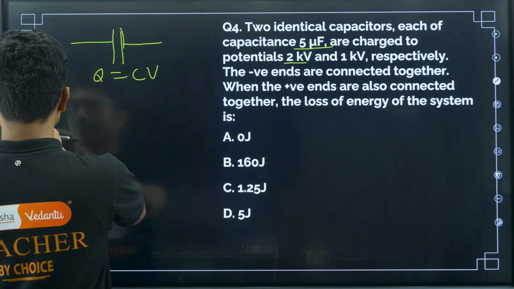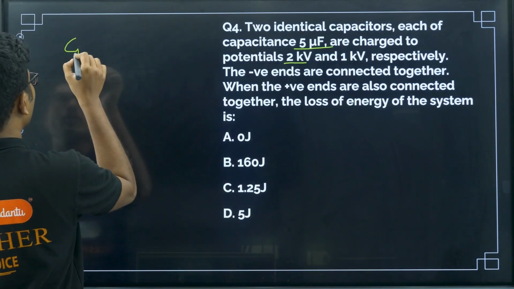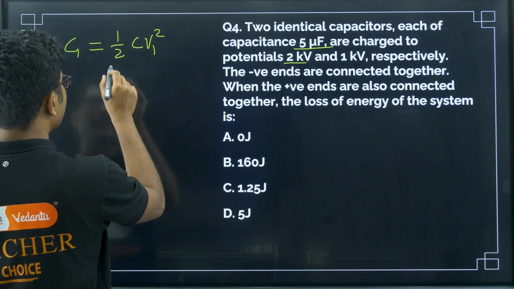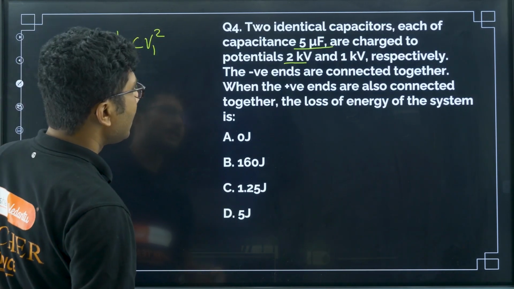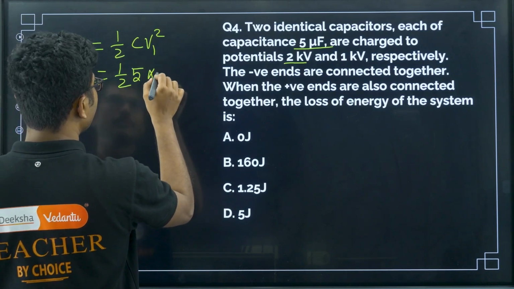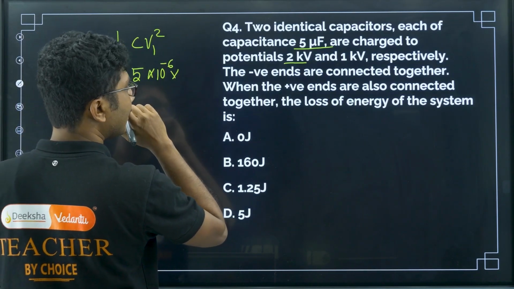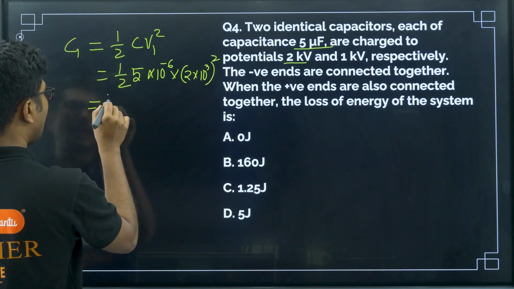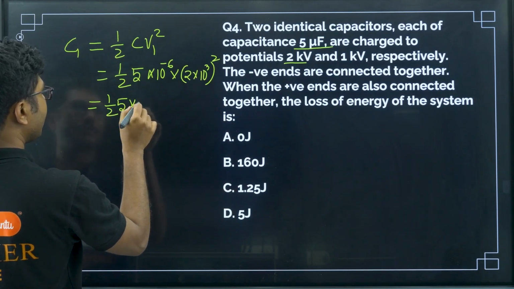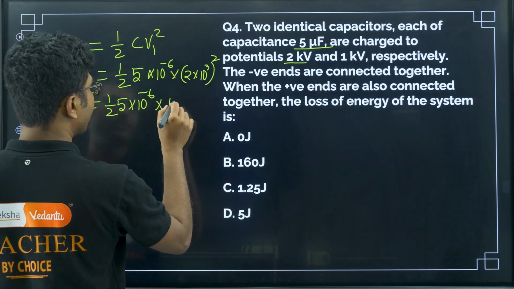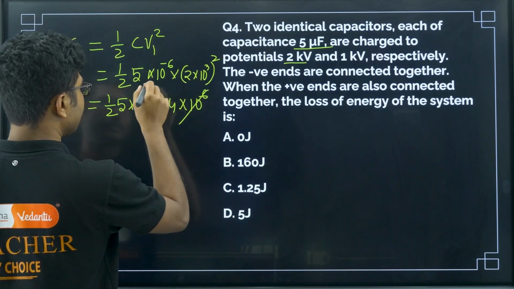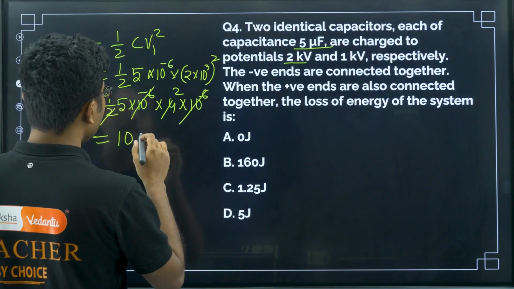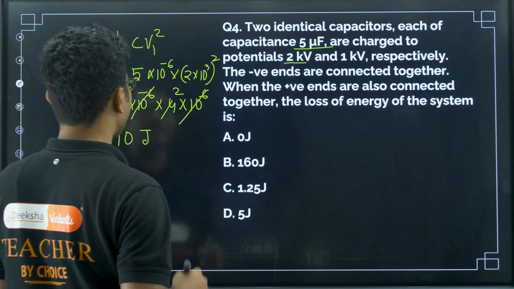What we will do is first calculate the energy stored in the beginning. U1 is equal to half C V1 square. C was 5 microfarad, 5 times 10 to the power of minus 6, and V was 2 kilovolt, so 2 times 10 to the power of 3 whole square. That is half times 5 times 10 to the power of minus 6 times 4 times 10 to the power of 6. So this cancels, 4 becomes 2, and we get 10. So 10 joules is the energy stored in the first capacitor.